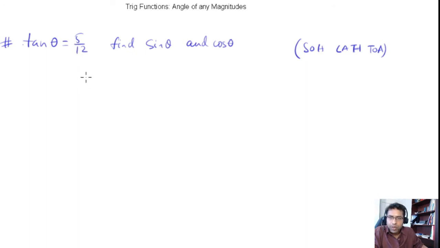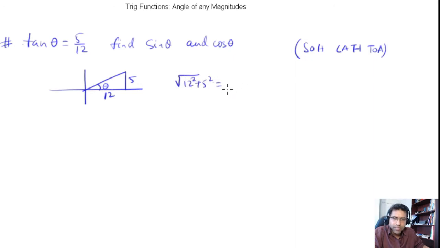And if I go with a quick drawing, opposite over adjacent, let's say this is our theta. Opposite of theta is 5 and adjacent is 12, and we can easily get the hypotenuse by using the Pythagoras theorem, which is 12 squared plus 5 squared, giving us 13. So now we have opposite 5, adjacent 12, and hypotenuse 13.